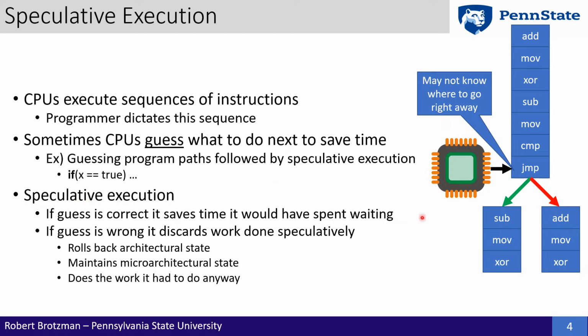And the reason we do this is that if it guesses correct, we save time because the processor would essentially do nothing while it waits for the condition to be known so it knows which branch to take. On the other hand, if we guess wrong, we discard the work that we did speculatively and we do the work that we had to do anyway. The key thing to note is that on a misspeculation, we have to roll back the architectural state. However, we maintain the microarchitectural state, such as the state of the CPU cache.